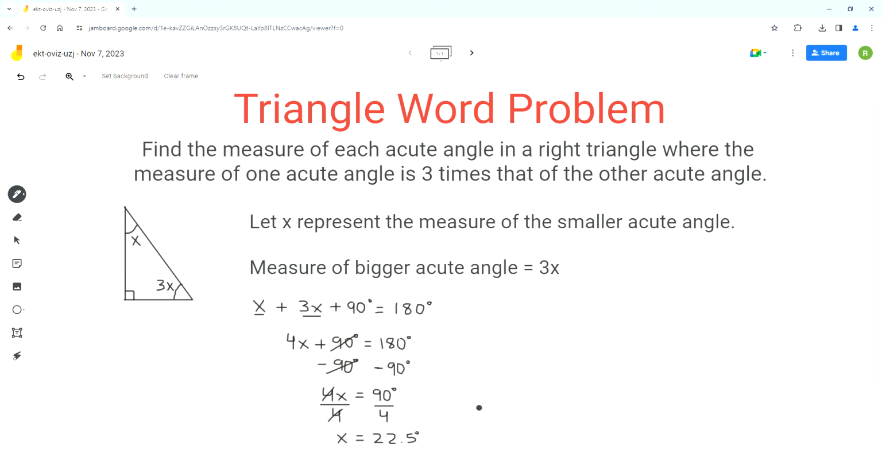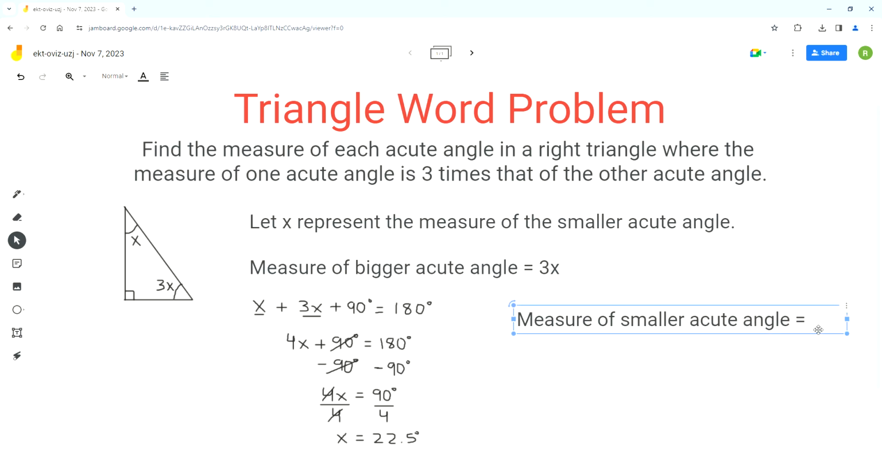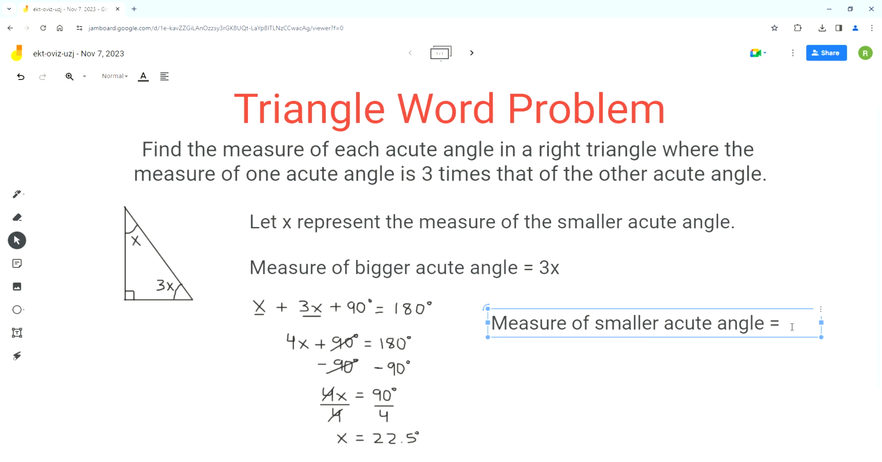Now in the problem we have to find the measure of each acute angle. So now we can write our concluding statement. So measure of smaller acute angle equals, so that is equal to 22.5 degrees.